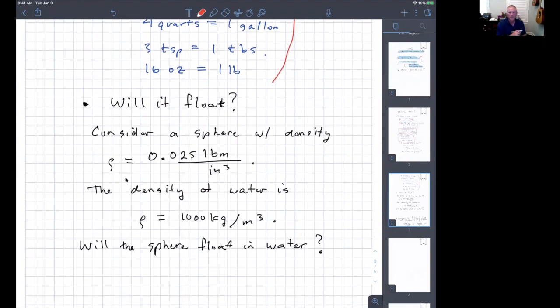We're considering a sphere with density 0.025 pound mass per inch cubed. It's known that the density of water is 1,000 kilograms per meter cubed. I actually remember that one as well, so that can go on my list. So the question is, will the sphere float in water?